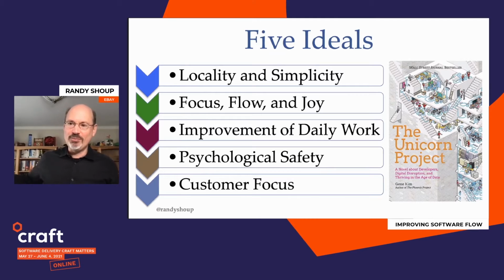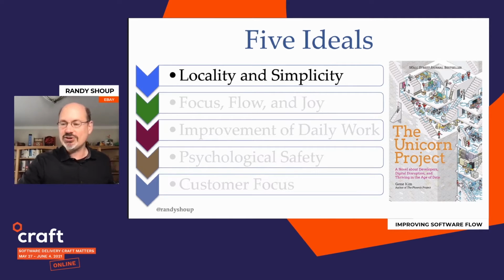The 5 ideals are an idea that Gene Kim came up with in his excellent book, The Unicorn Project. So please go read that when you have a chance, if you have not done it already. And his 5 ideals are locality and simplicity, focus, flow, and joy, the improvement of daily work, psychological safety, and customer focus. And we're just going to go through each of them individually and talk about some learnings that we can have from each of them. So first, let's start off with locality and simplicity.